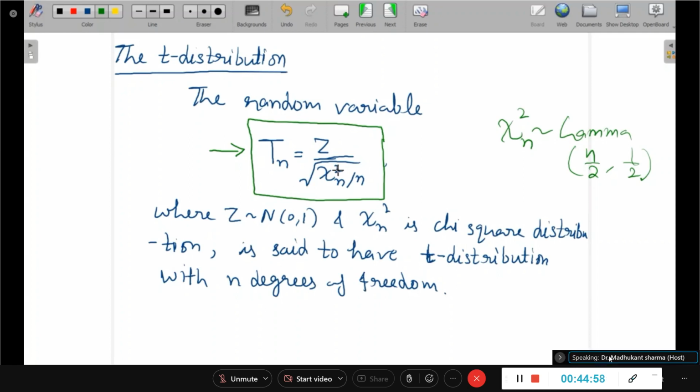So chi-n square will follow the gamma distribution with n by 2 comma 1 by 2. So what is the mean? Can you identify what will be the mean? What information I can get from here is for chi-n square by n, because that is important. Let's go to the next page.